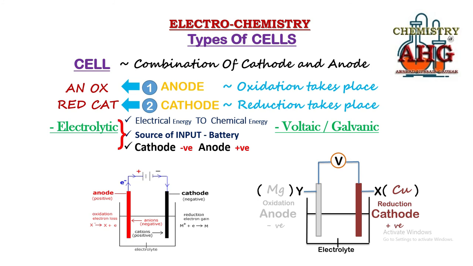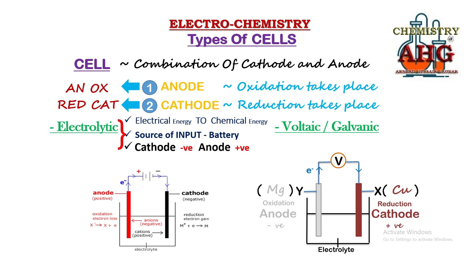The other common feature of both these cells is the direction of flow of electrons. Whether we have been given an electrolytic cell or a voltaic cell, the direction of flow of electrons is always from oxidation to reduction, from anode to cathode. You can see the previous diagram in front of you for the electrolytic cell. Electrons are flowing from anode to cathode, from oxidation to reduction. And likewise, in this case, electrons will travel from the magnesium anode to the copper cathode. So always remember, these are the similarities between electrolytic and voltaic cells.